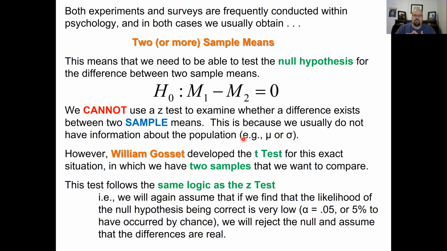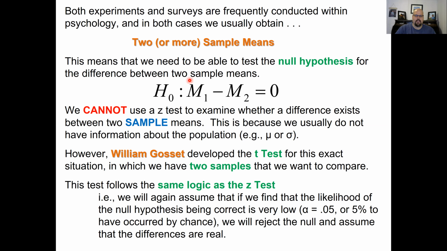Both experiments and surveys are frequently conducted in psychology, and in both cases, what we usually obtain is sample means. That's what we're obtaining. And so we are testing this null hypothesis that the mean of one group is different from the mean of the other group. That's all we're trying to assess. We can't use z-tests or standard scores to test whether this is a difference because we don't have population information.